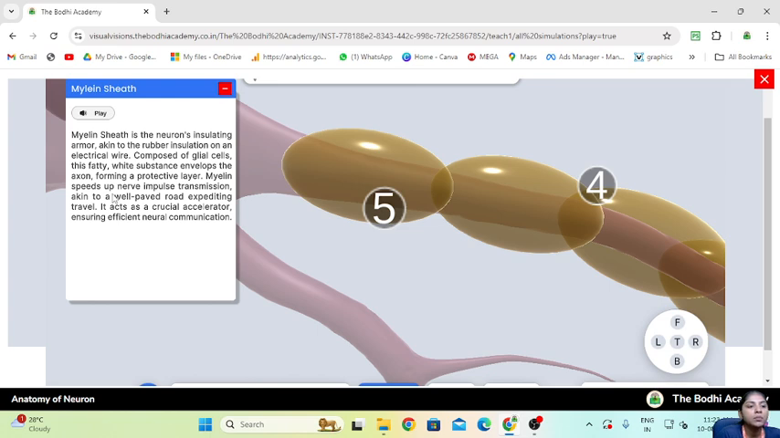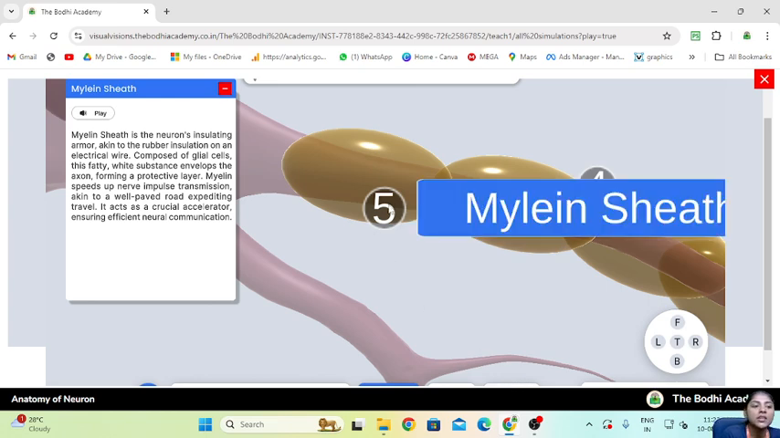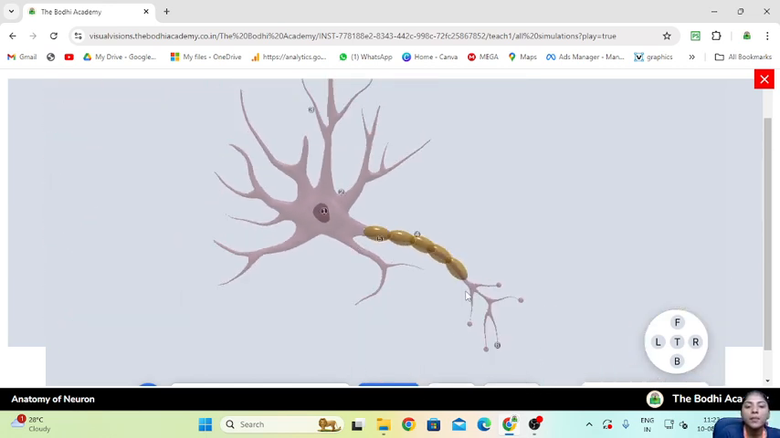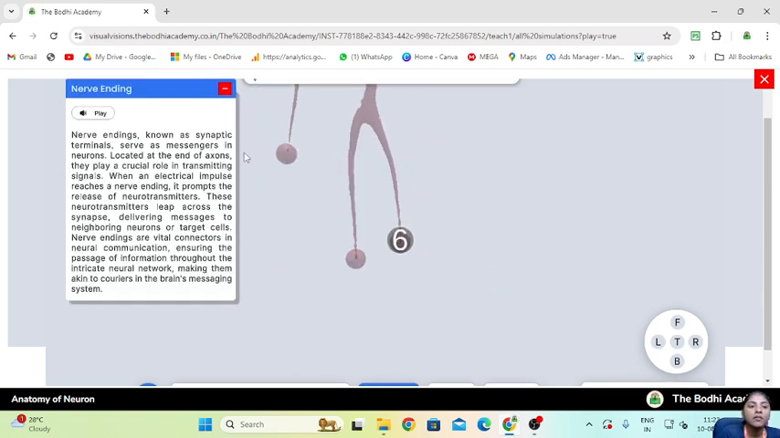Then myelin speeds up nerve impulse transmission, similar to a well-paved road expediting travel. Then it acts as a crucial accelerator, ensuring efficient neural communication. So the main function of this myelin sheath is to provide protection to the axon and to ensure efficient neural communication. Then the last part in the nerve cell is the axon terminal, which consists of the nerve endings. So all these are the nerve endings. These are also known as the synaptic terminals, which serve as messengers in the neuron.